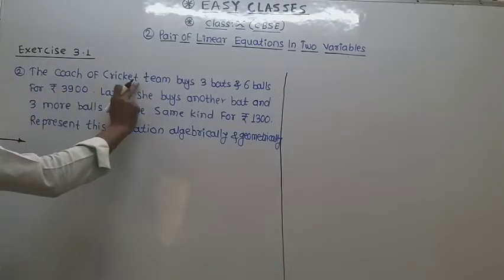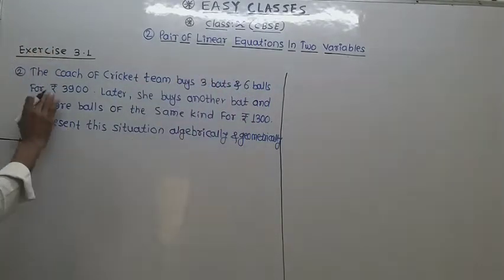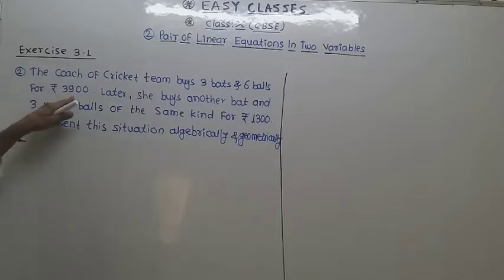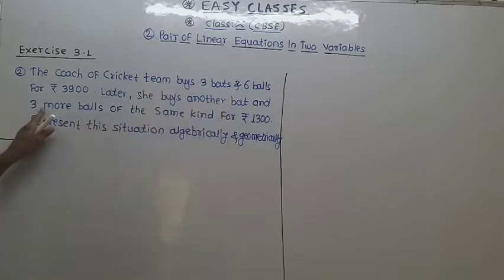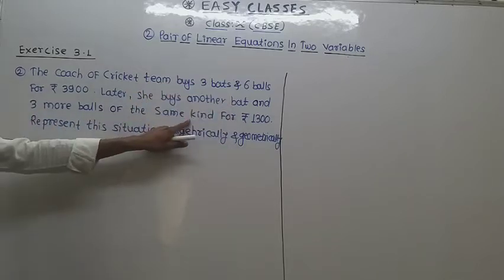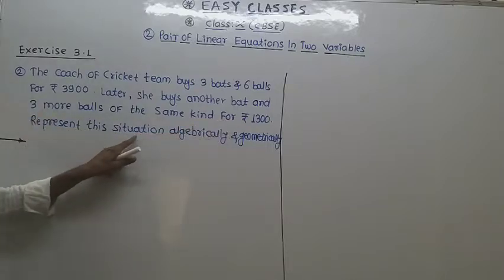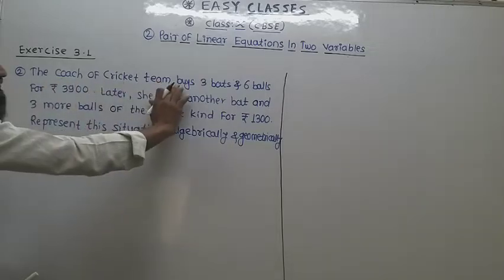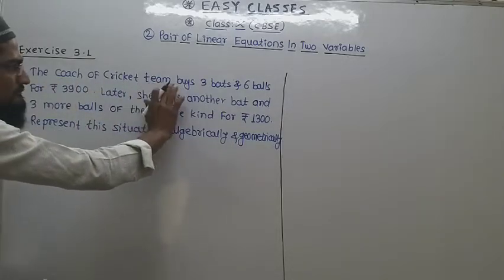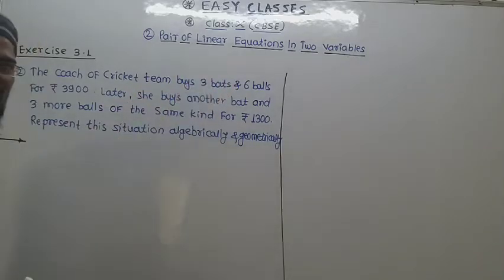The coach of a cricket team buys 3 bats and 6 balls for rupees 3,900. Later, she buys another bat and 3 more balls of the same kind for rupees 1,300. Represent these situations algebraically and geometrically. So here, two terms are given, bat and balls, and different numbers of bats and balls are there.